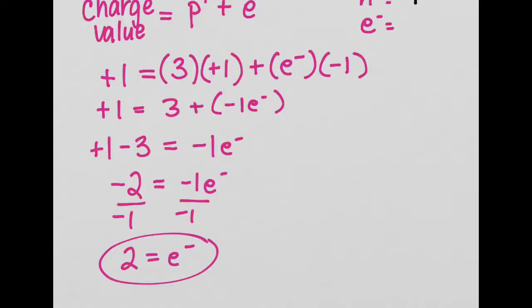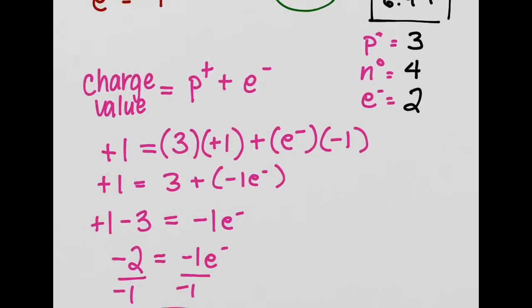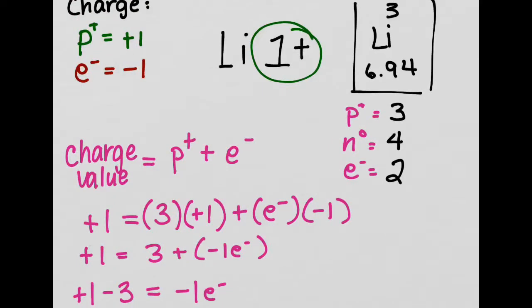So let's go fill it in. Cool. So what I do want to tell you is that anytime I have a positive value for my ion, I'm going to have fewer electrons than usual. Anytime I have a negative value, that means I have more electrons than usual, and that's because electrons have a negative charge.